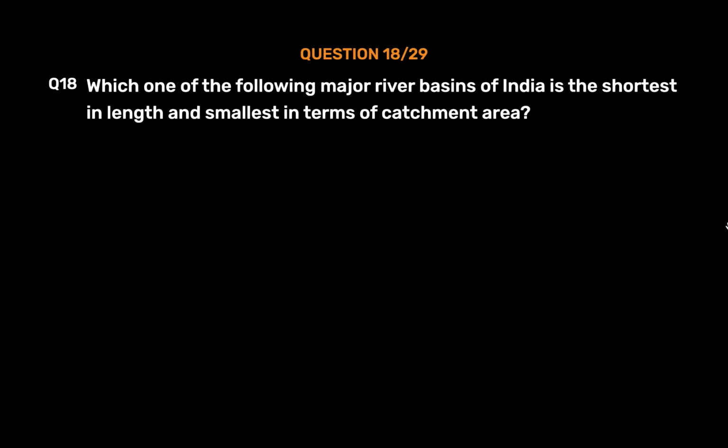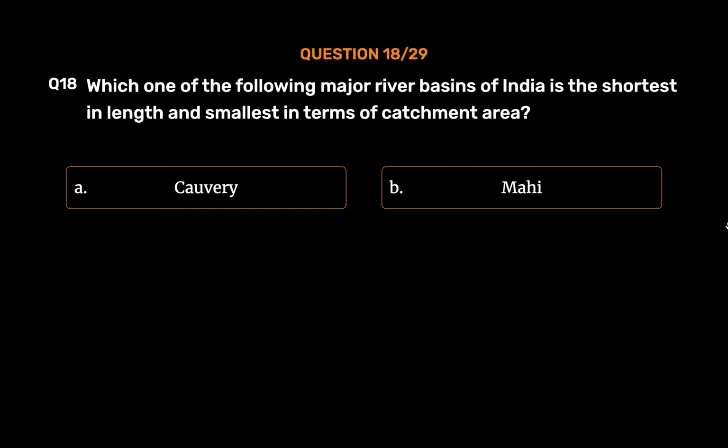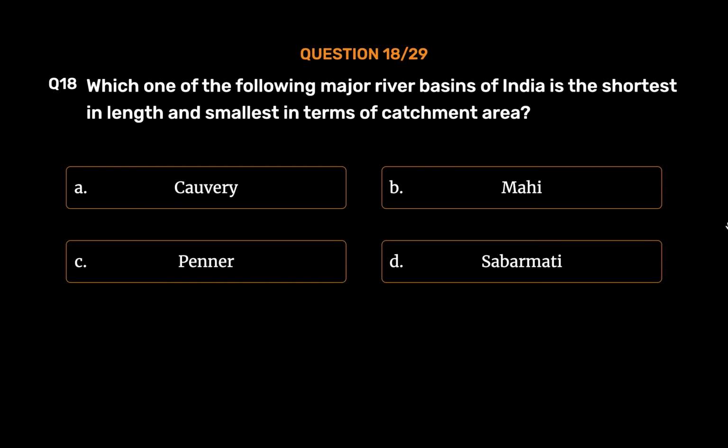Question number 18. Which one of the following major river basins of India is the shortest in length and smallest in terms of catchment area? Option A. Kaveri. Option B. Mahi. Option C. Penna. Option D. Sabarmati. The correct answer is option D.